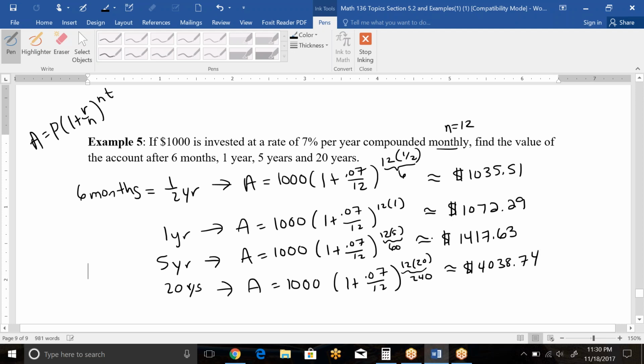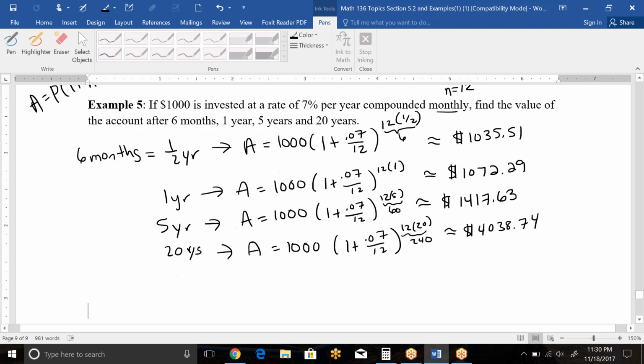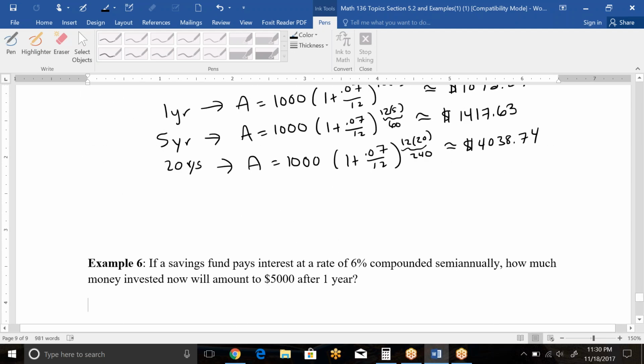So notice this really grew that last 15 years. It quadrupled almost. So it did quadruple from the original amount. So this is kind of interesting to see how the money grows the longer you let it sit. That's why we tell you invest early and let it sit for a long time. And, you know, that's why retirement works that way, because of compound interest.